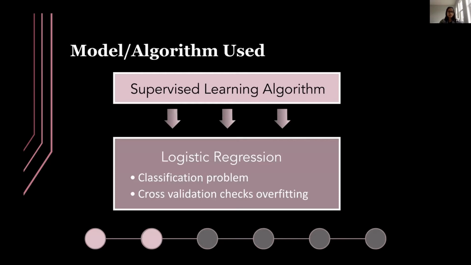One of the problems, though, with using logistic regression is that there could be overfitting. And for this, we use cross-validation to make sure that our model does indeed work on new and unseen data.